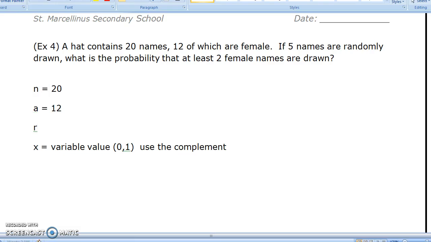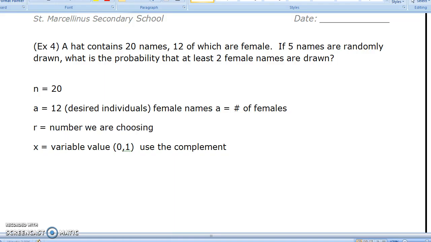N is 20, A is 12, right? Remember, 12 is desired individuals. In this case, we're looking at female names, so A would be the number of females. And R would represent the number we are choosing, which is 5. 5 names drawn. So N is 20 names, 12 of them are female, 8 of them are male, analogously, right? 5 names are drawn. And what we're going to do is calculate 0 and 1, and then use the complement.